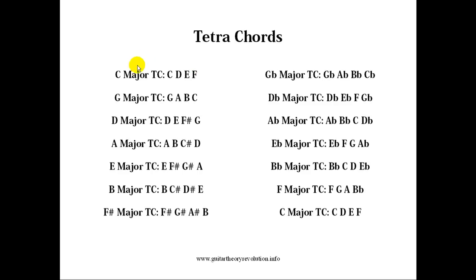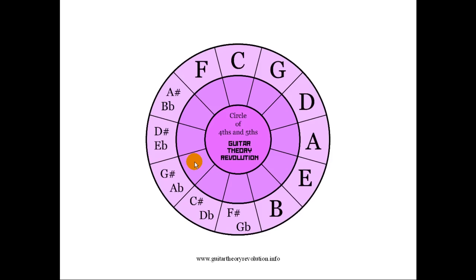Now, as you can see here, all the tetrachords are in order of the circle of fourths and fifths, specifically the circle of fifths. So it's clockwise around the circle. C, G, D, A, E, etc. Let me just go back. C, G, D, A. Right.